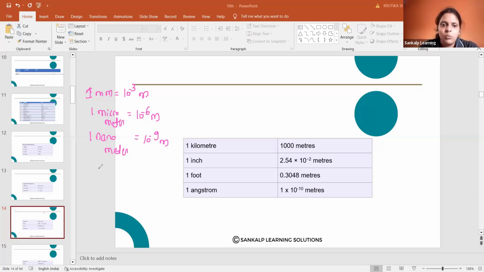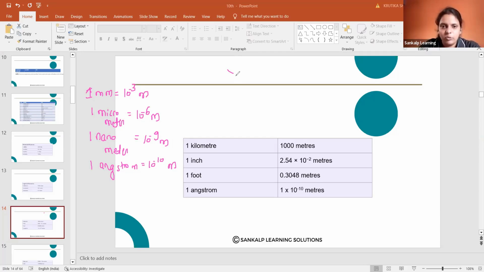Then next, 1 angstrom is equal to 10 to the power of minus 10 meter. These are the standard ones; at least till 10th or 11th class you should remember this. Again, 10 to the power of minus 12 and minus 15 will come. Those quantities will come here too. At least for the 10th class, remember all these conversions: millimeter, micrometer, nanometer and angstrom. These are the minus powers.